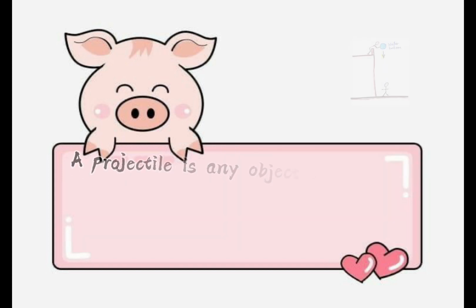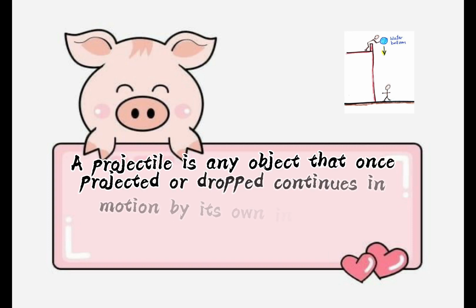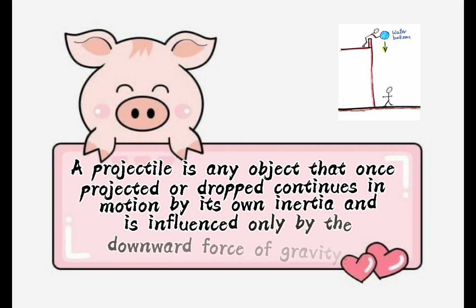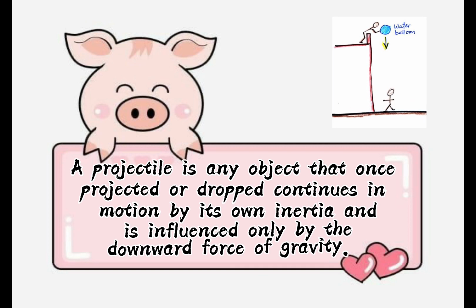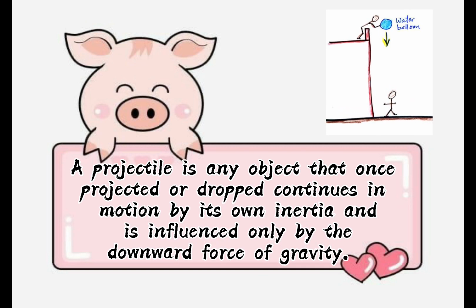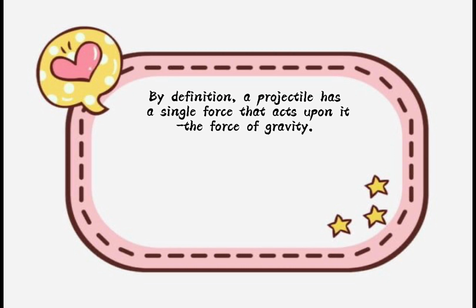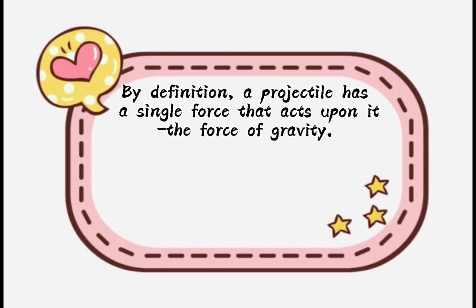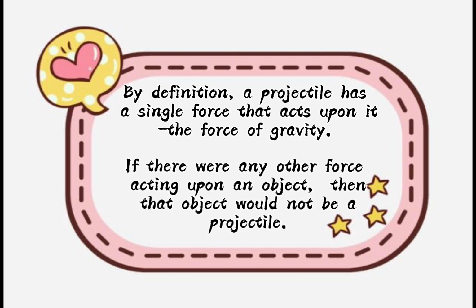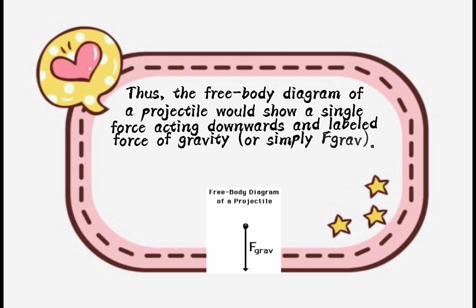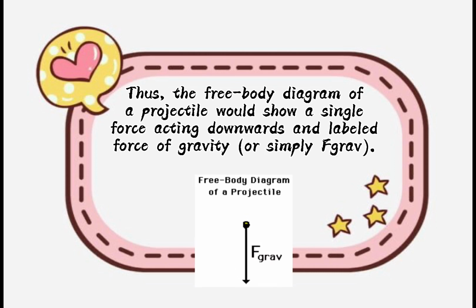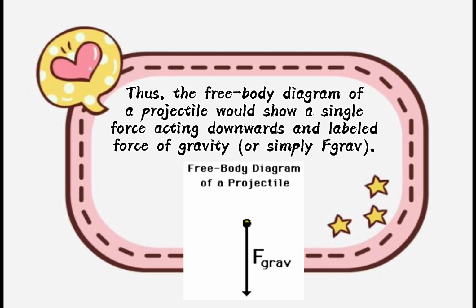A projectile is any object that, once projected or dropped, continues in motion by its own inertia and is influenced only by the downward force of gravity. By definition, a projectile has a single force that acts upon it, the force of gravity. If there were any other force acting upon an object, then that object would not be a projectile. Thus, the free body diagram of a projectile would show a single force acting downwards and labeled force of gravity, or simply F-grav.